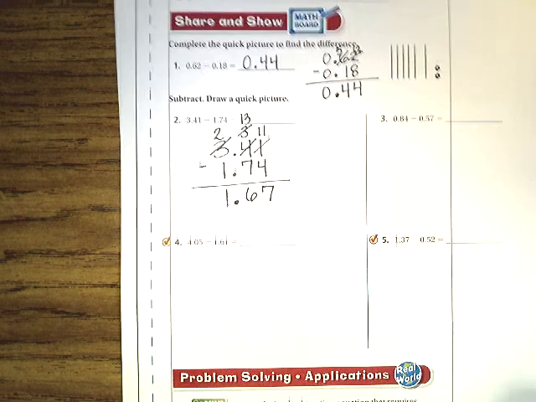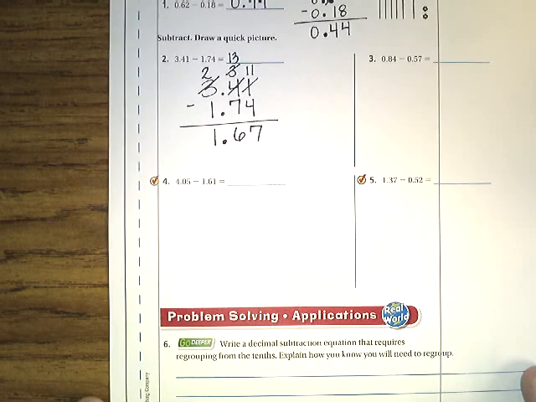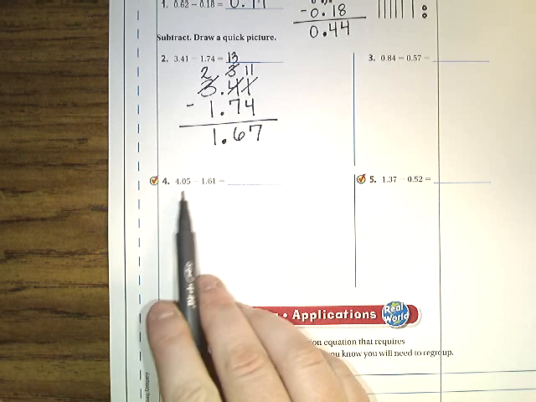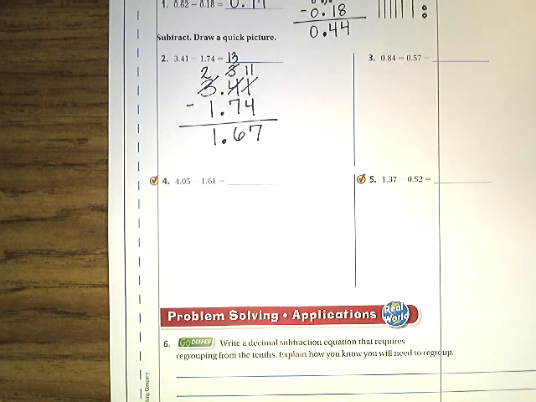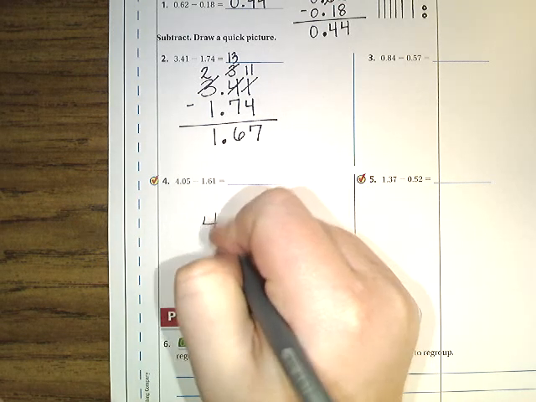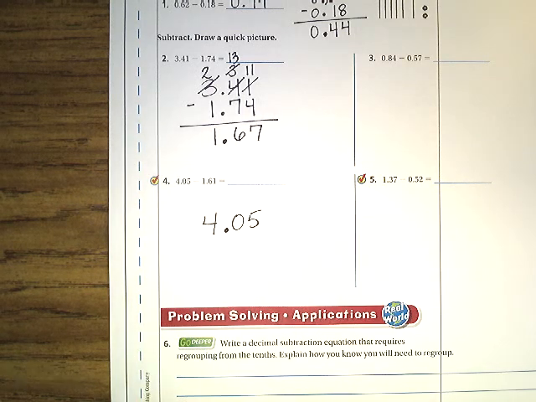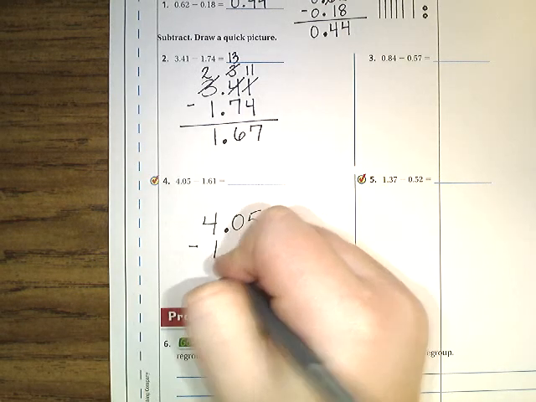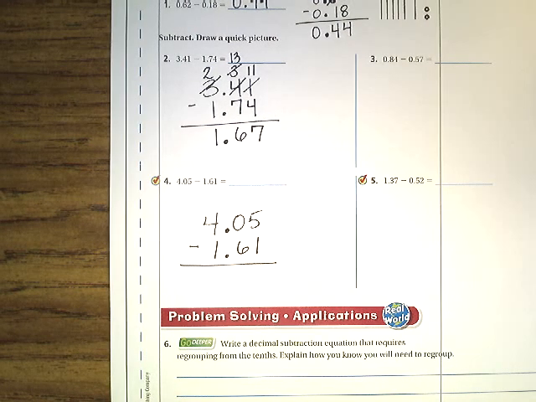Let's take a look at number 4, and then I'm going to also do number 5 with you. So number 4, we have 4 and 5 hundredths take away 1 and 61 hundredths. We always start by putting our bigger number on top. That's like saying I have $4.05, and I go to the store and I spend $1.61 on candy or whatever.